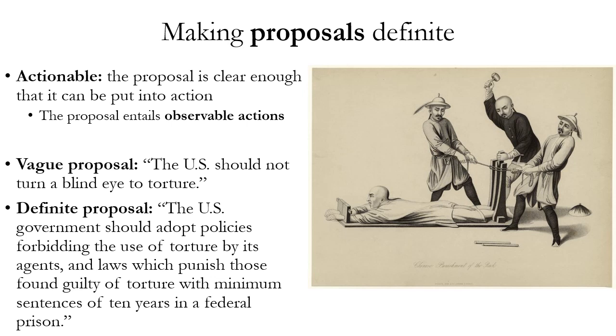So here's an example of a vague proposal. The United States should not turn a blind eye to torture. The phrase "turn a blind eye" is unclear; what exactly does that mean? Here's an example of how to make it more definite. The US government should adopt policies forbidding the use of torture by its agents and laws which punish those found guilty of torture with minimum sentences of 10 years in federal prison. And obviously you could add additional detail to this proposal, but it's much less vague than what we started with. You have some more concrete guidance for how to put this into action in terms of policy.